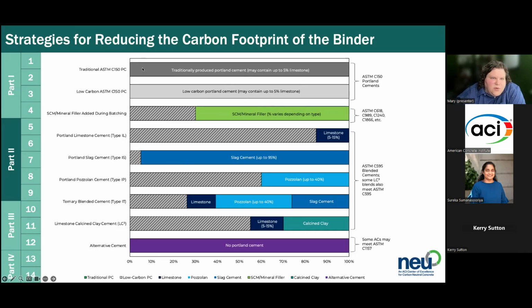I'll just go through it for a moment here. In the dark gray at the top, that's your traditional ASTM C150 Portland cement. The lighter gray is the low carbon cement. They're the same material, but they're made differently. Their carbon intensity is different.